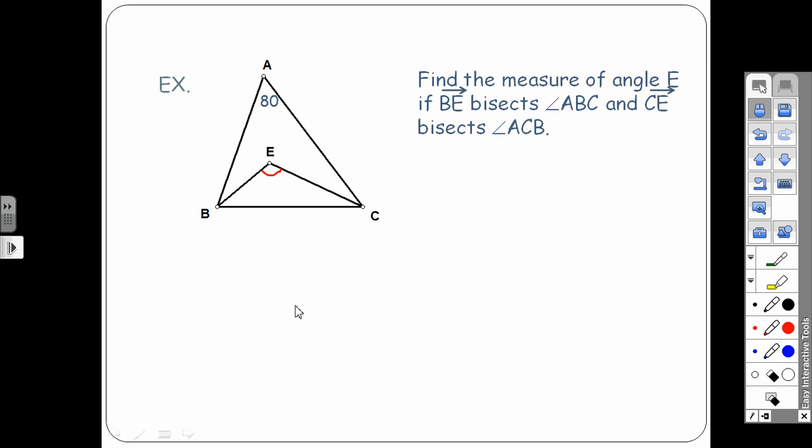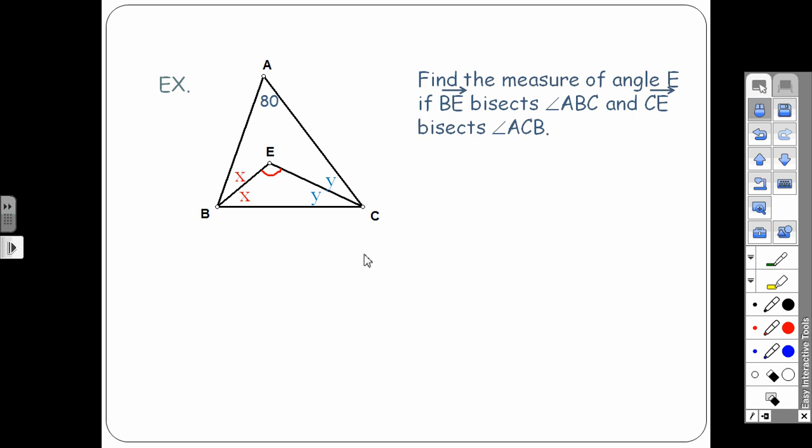By the definition of bisect, these two angles are going to be congruent, so let's just name them X and X. Also, by definition of bisect, these are both going to be the same as well, but they're not necessarily the same as those two angles, so we'll give them a different variable of Y and Y.